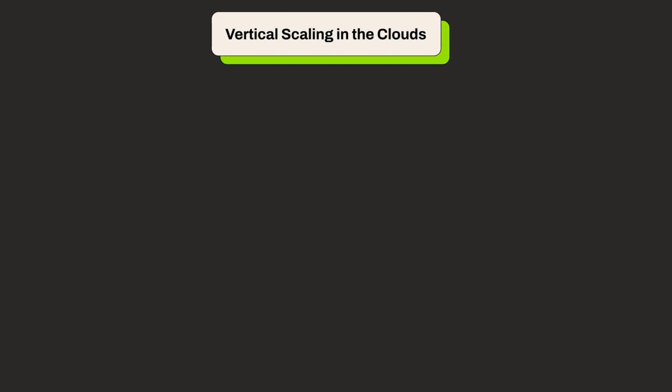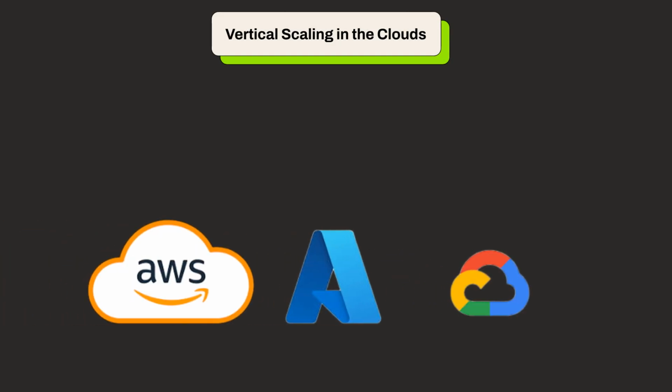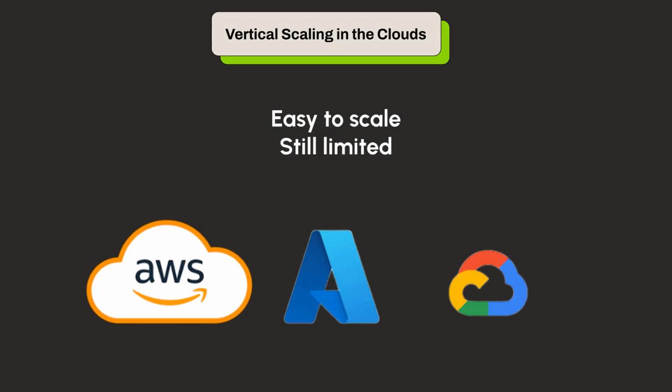But in real life, most enterprises use AWS, Azure, and Google Cloud. In cloud environments, vertical scaling becomes much easier. You can change the instance type, add more CPU or RAM, and attach faster or larger storage with minimal effort. However, the core limitations remain the same. There is still an upper limit to how large a single instance can grow, and the system still runs on one machine. Obviously, cloud does not make vertical scaling infinite.